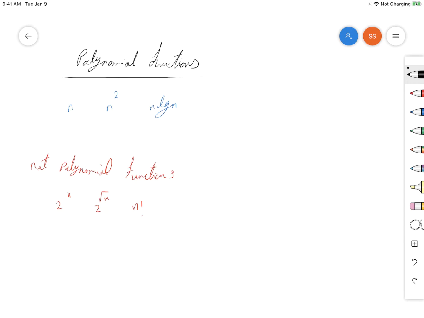Hello everyone. Today we're gonna start talking about polynomial problems, polynomial algorithms, and also non-deterministic polynomial algorithms. So let us start first with some functions that we already know are polynomial. We have the function n, we have n squared, and also n log n. These are some polynomial time complexities.